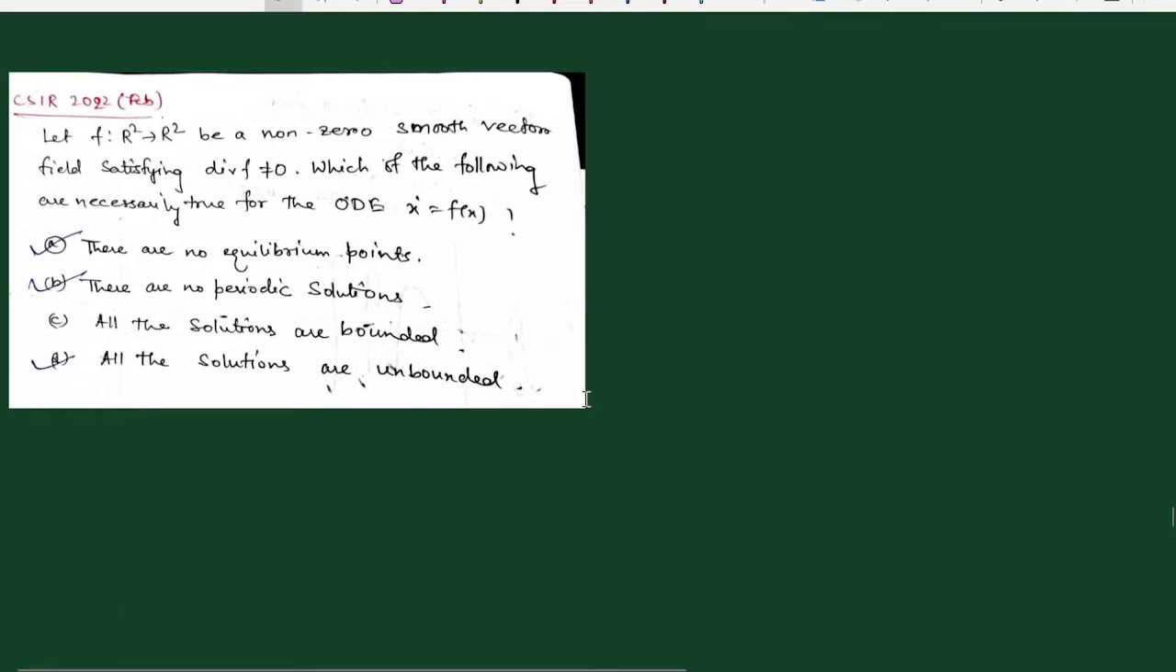Okay, and here is another question. This is also a question which is not generally asked in the CSIR NET exam. Let f from R2 to R2 be a non-zero smooth vector field satisfying divergence of f is not equal to 0. Which of the following are necessarily true for the ODE x dot equal to f(x)?